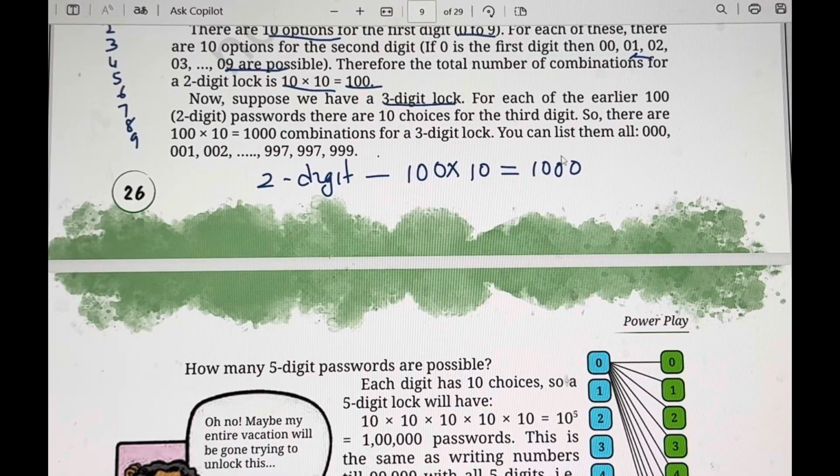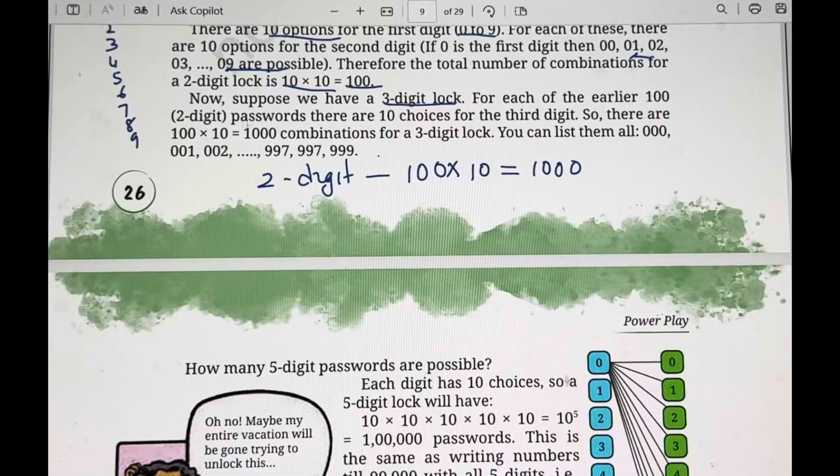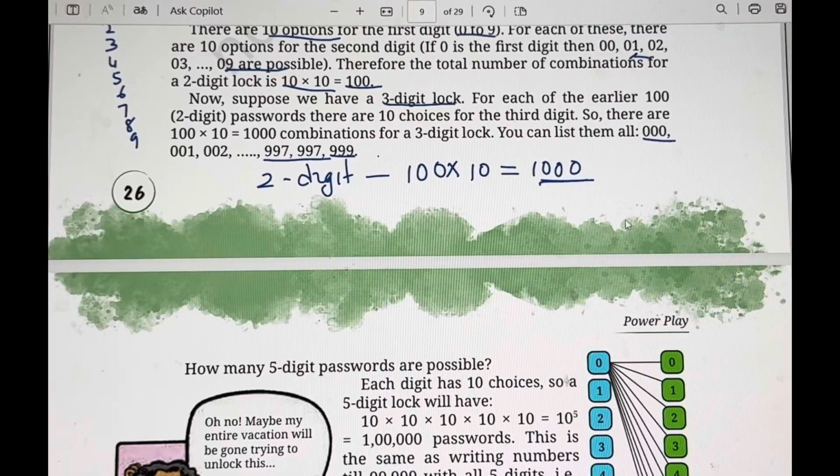You can list all of them like this. So we start with 0. We keep 0 as fixed, first 2 digits as 0. So then we can have 001, 002, 003 like that. We go on. Then we change the second digit as 1. So different possibilities are there. So how many such possibilities are there? From 000 to 999, that is 1000 possibilities. 1000 combinations are possible.